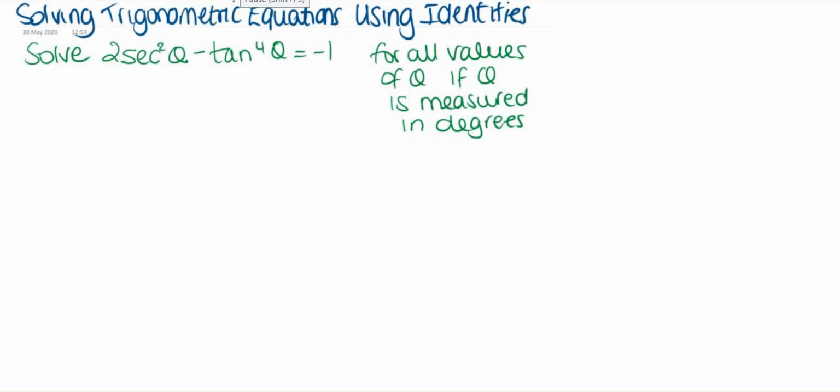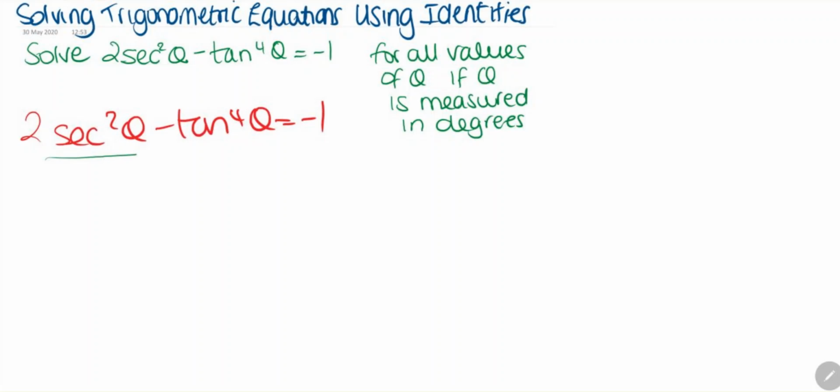Okay, so we're going to be solving trigonometric equations using the identities that we know. So we have: solve 2 secant squared theta minus tan to the 4th theta is minus 1. So I'm going to rewrite my equation just here, and I'm looking to see where I can replace.